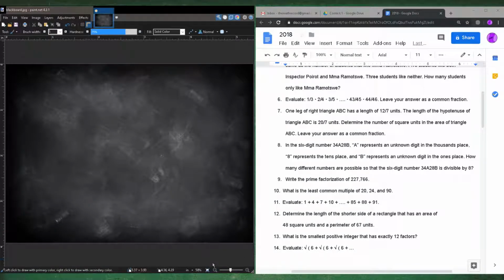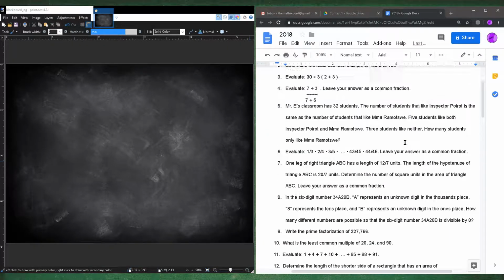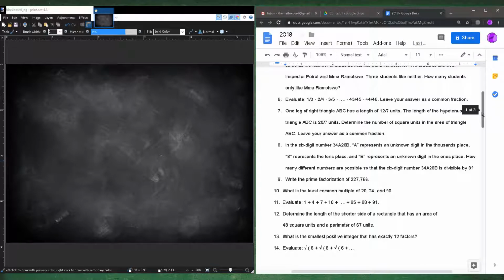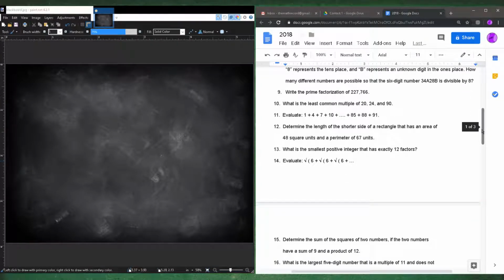So that's the prime factorization of 227,766. Okay, so far these questions are pretty simple. Usually if you just use your calculator, you should be fine. So number 10, what's the least common multiple of 20, 24, and 90?